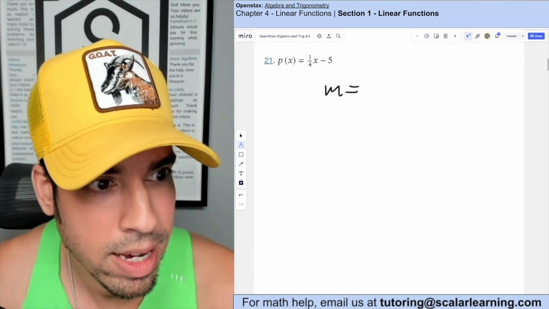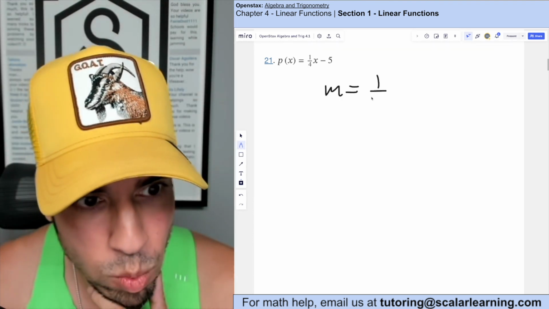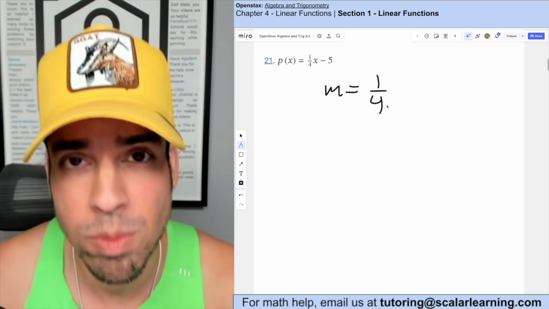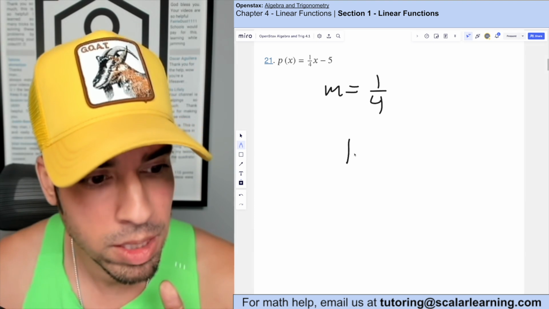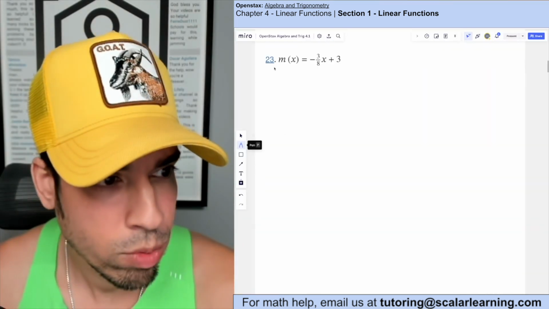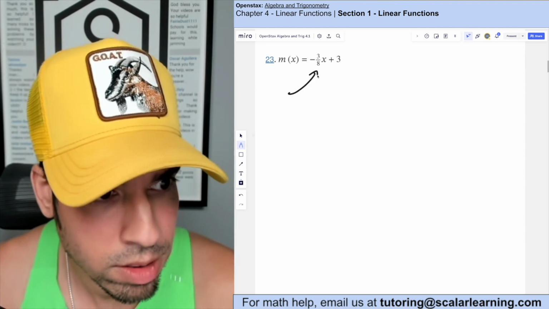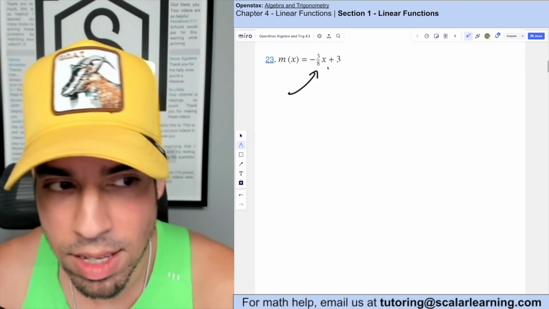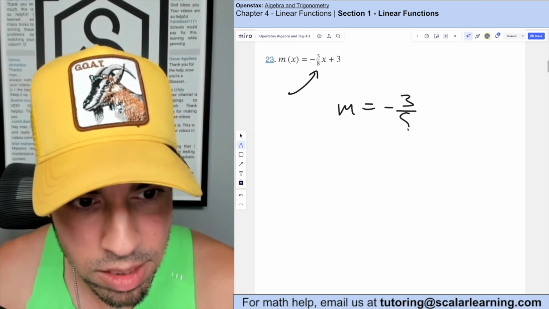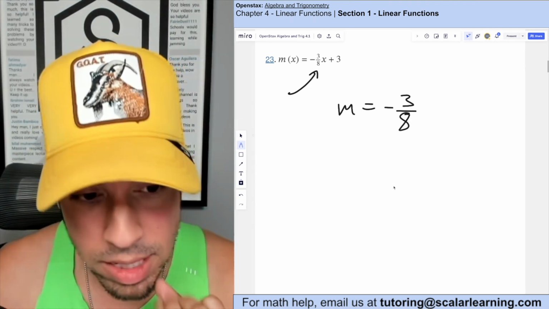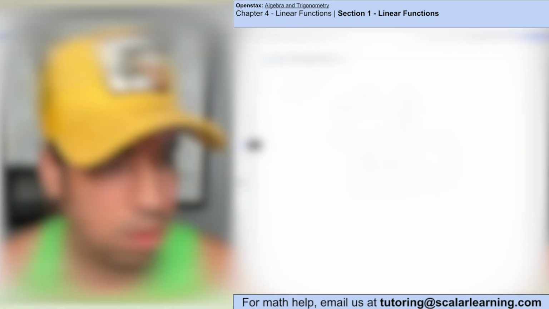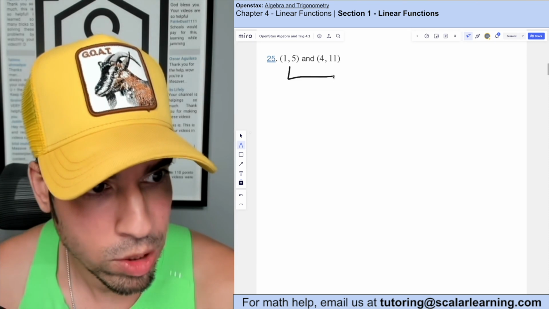For 21, what is the slope? The slope is that constant multiplying x, which is 1/4. And the important thing is that the slope is positive. So when a slope is positive, it means that the function is increasing. Boom, done. For 23, the slope is this constant multiplying the x value, because it's in that nice slope-intercept form. So my slope is negative 3/8. Now, because the slope is negative, this function is decreasing.